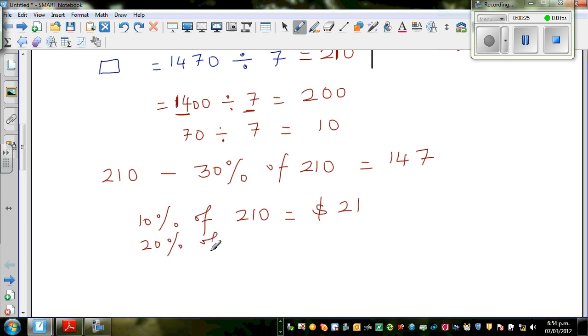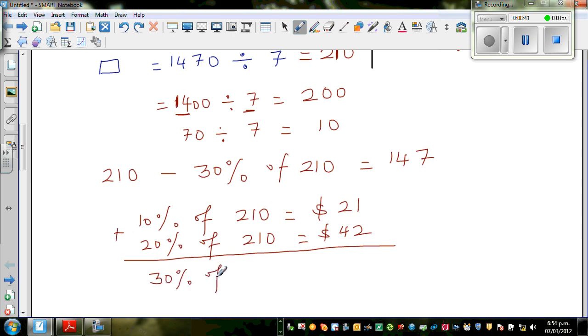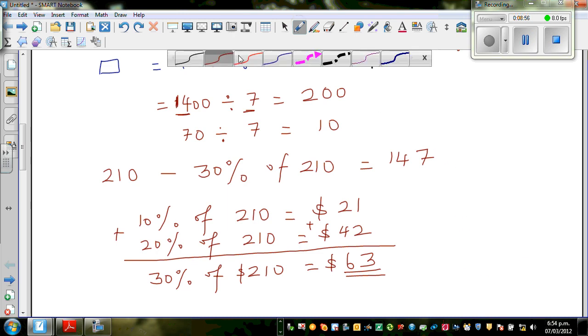If 10% is 21, 20% is 42. So if you know 10% and 20%, you can add them like this. So this is 30% off. You don't add this though. 20% off $210 is 42, you have to add this too, which is $63. So if you got a discount of $63, let's do the maths.